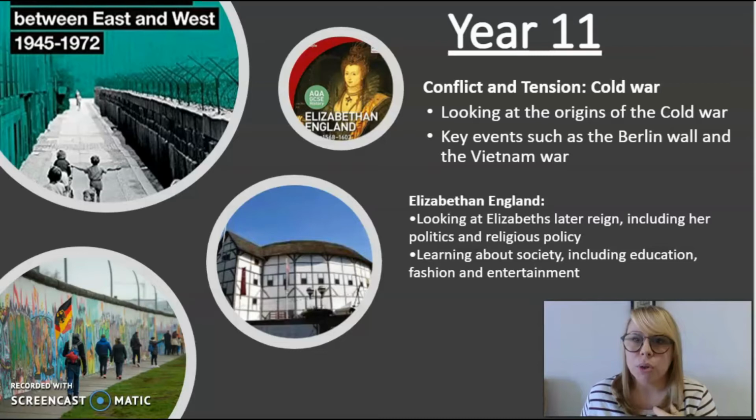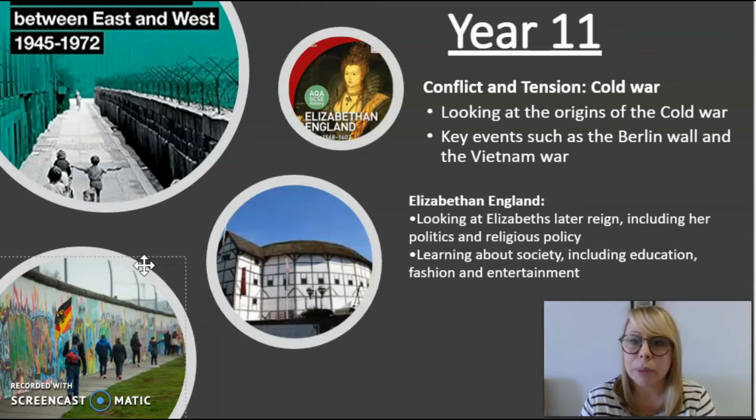When it comes to year 11, again, because we do a mix, we start with the modern part of the course, which is conflict and tension. So this is looking at how the Cold War begins in 1945. It's quite useful. It sort of carries over from Nazi Germany. We look at the events of the Cold War, such as the dropping of the atomic bomb. We do a debate about that. We look at the Berlin Wall, things like the Vietnam War as well. So we kind of span Europe and Asia when it comes to the Cold War.